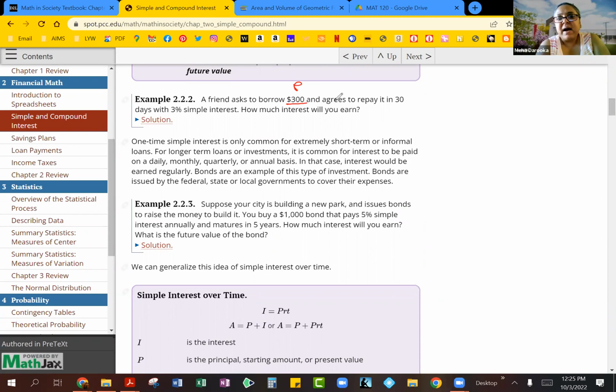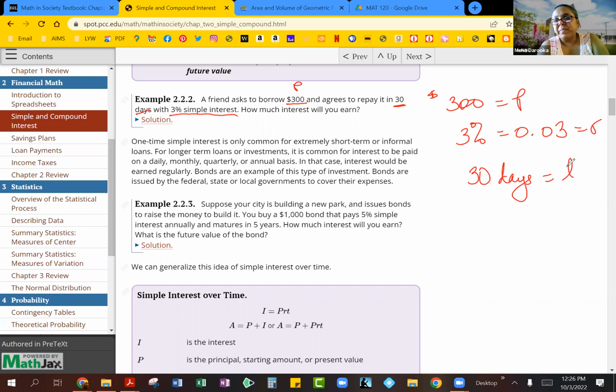So you take your $300. They are saying the friend borrows $300 and agrees to pay it in 30 days with a 3% simple interest. So they want to know basically how much interest we are going to earn on this. So, think about this. You have $300 that are being borrowed. So this becomes our principal. We have a rate of interest of 3%, which will, of course, as a decimal become 0.03. And then they're telling us we are doing this for 30 days, which will be our time.